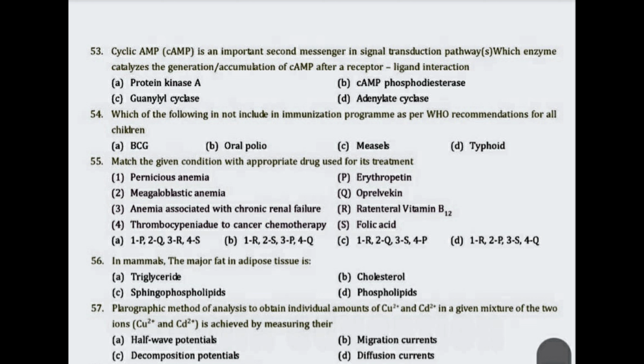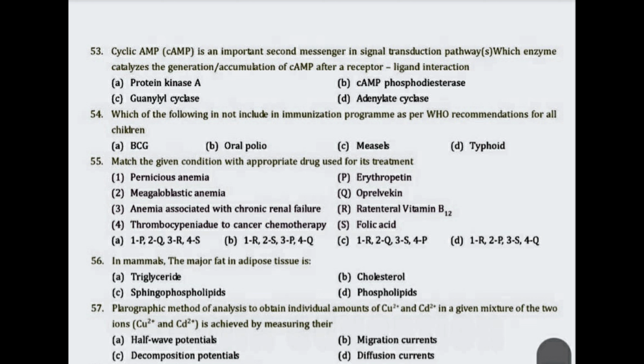Actually typhoid is given to children in high risk population areas. All the others, that is BCG, hepatitis B, polio, DTP, Haemophilus influenzae type b, pneumococcal conjugate, rotavirus, then measles, rubella, HPV, these are all included in the immunization program as per WHO recommendation for all children.